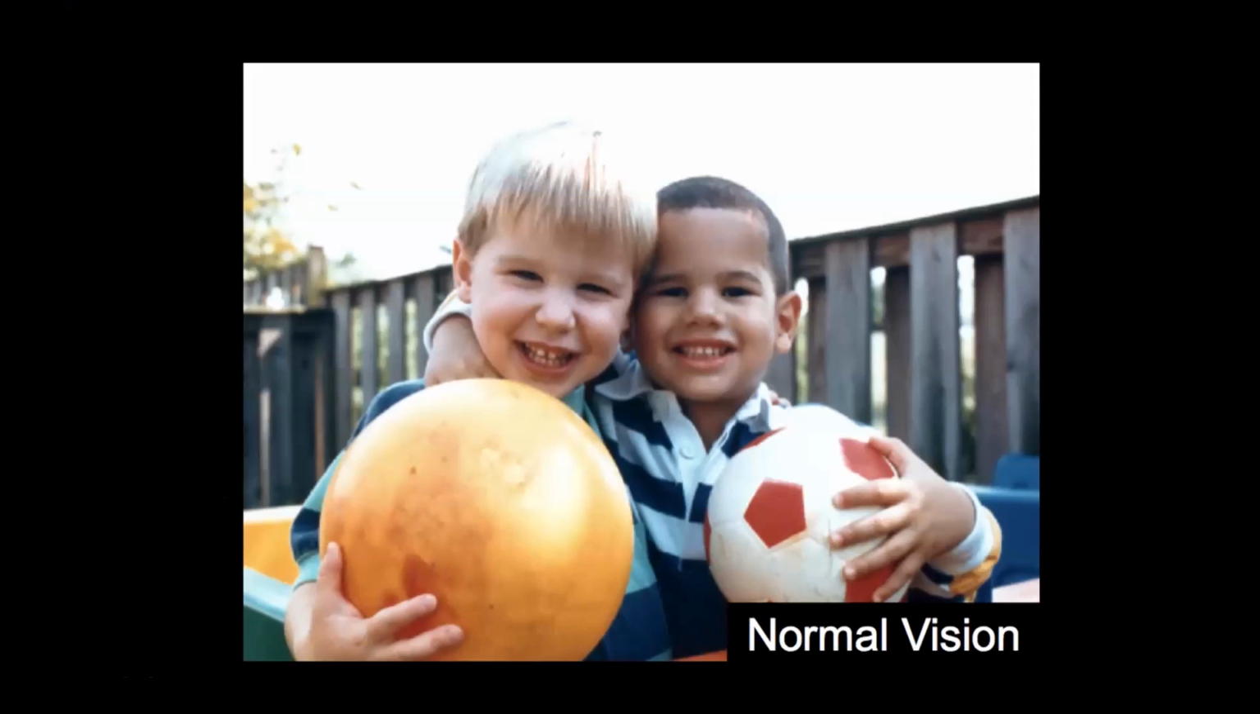So low vision is a visual impairment that can't be fully corrected with glasses or contact lenses. There are lots of different etiologies or causes for low vision. I'll show you a few very rough simulations so you can get an idea of different kinds of low vision. Here's a picture of two boys holding two balls. This is what someone with normal vision might see, or typical vision.